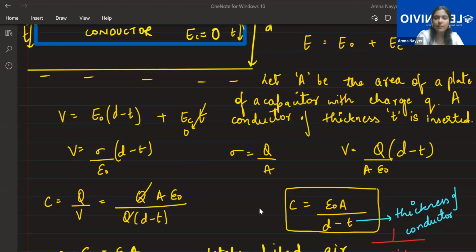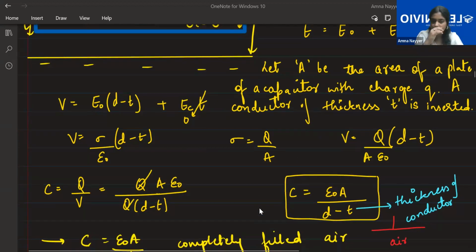Because of your exam, I couldn't discuss it with you now, but from the current electricity chapter, whatever derivations we have, I'll write them down. I understand how you want it now. In your board exams also, marks are there for it. You cannot just write C is epsilon naught A by D minus T. What is D? What is T? How is it epsilon naught A by D minus T? So these things are important.